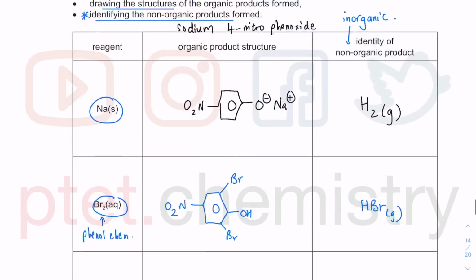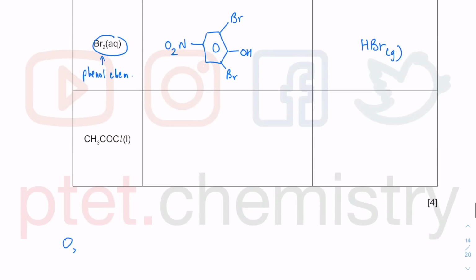When you are asked about equations, you can of course write a balanced equation for this as well, even though they don't ask you here, but you never know when they ask you. So you have this H and this H, which we're not gonna show, I guess.